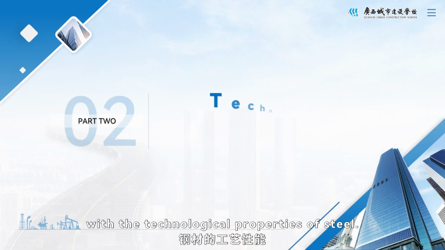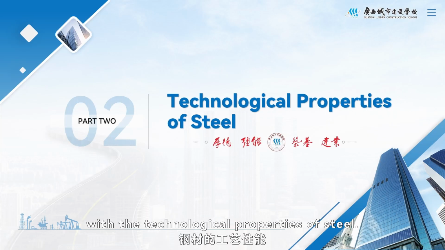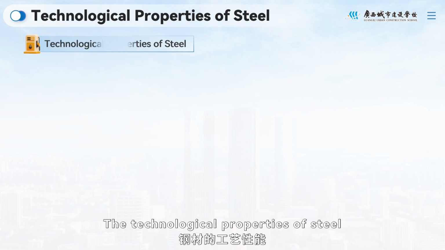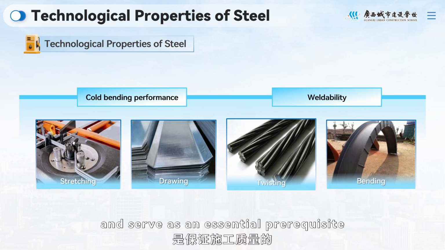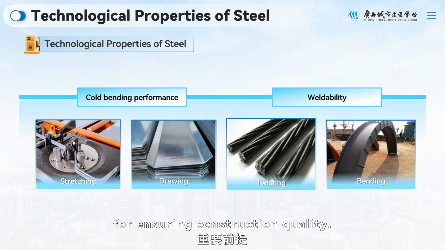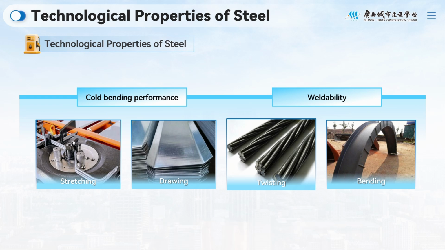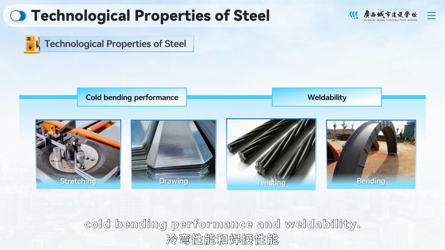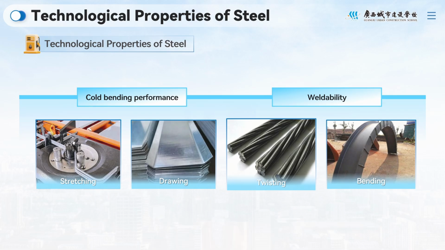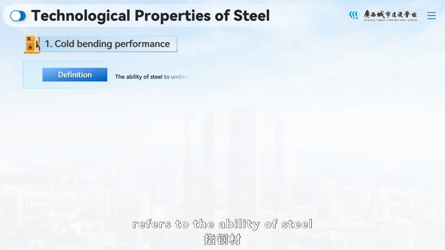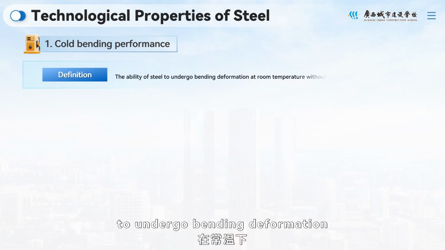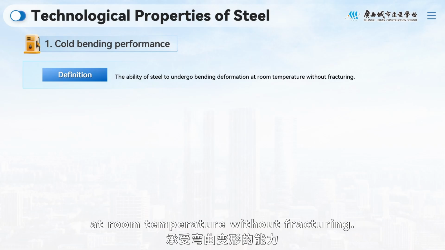Let's proceed with the technological properties of steel. The technological properties of steel reflect its adaptability during processing and serve as an essential prerequisite for ensuring construction quality. They primarily include cold bending performance and weldability. 1. Cold bending performance refers to the ability of steel to undergo bending deformation at room temperature without fracturing.